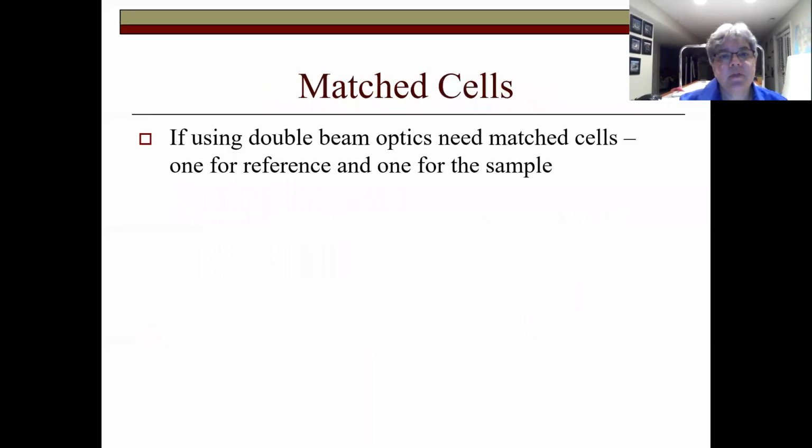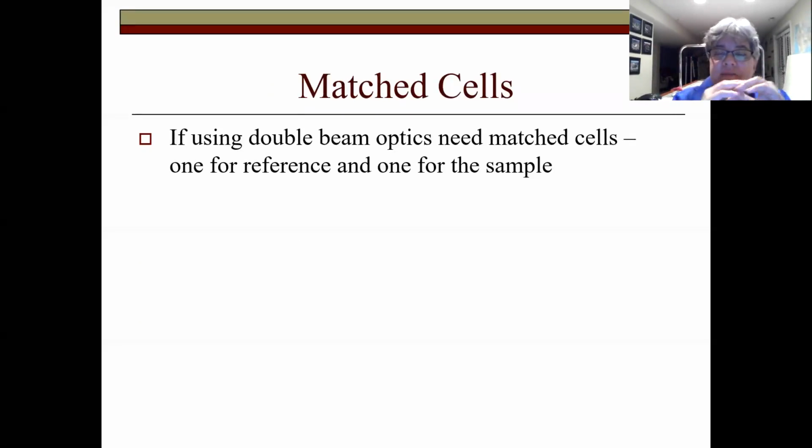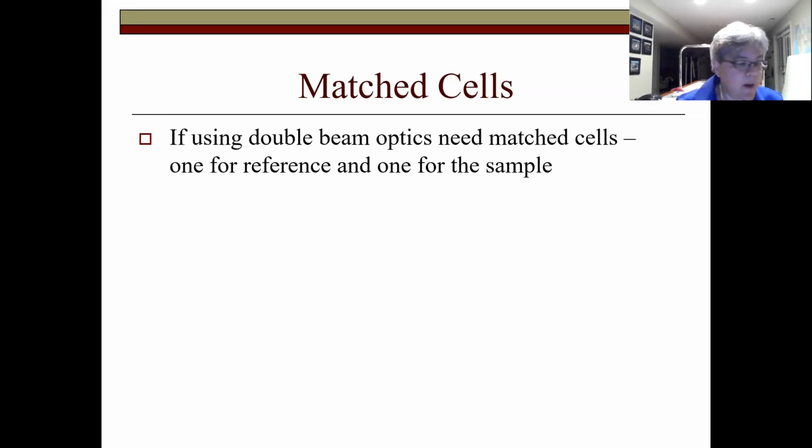Okay, and then before I get to the third type, I should mention for these double beam instruments, okay, where we're measuring sample, reference, you need two cells, okay, one for the reference, one for the sample. And it's very important that the absorbance of these two cells be as close to each other as possible. So there are some cells that you can buy. They're called matched cells.